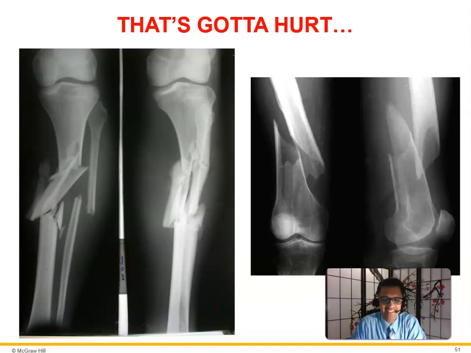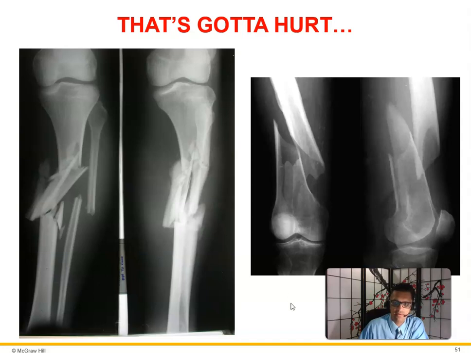Okie dokie, let's talk about fractures. If you look at this, you're like, oh yeah, that's gotta hurt. That's the tibia, fibula. This is not gonna heal with just a cast. This needs plates and screws. This is a spiral fracture. You can see the bone degradation here. This is someone with osteoporosis.